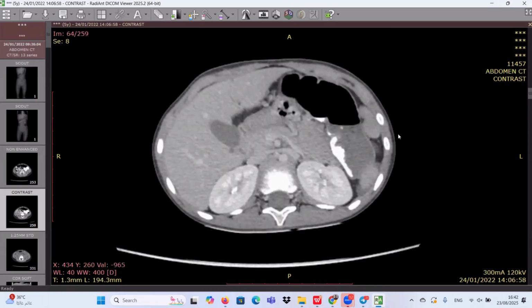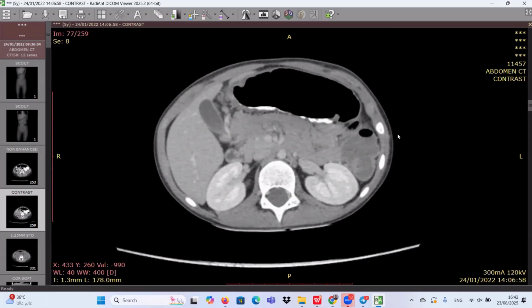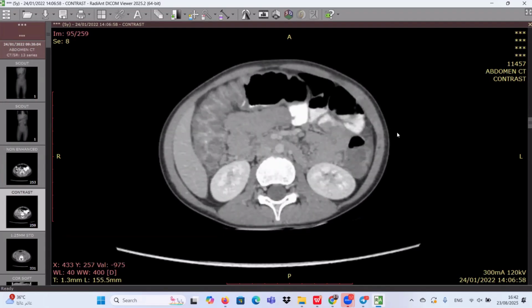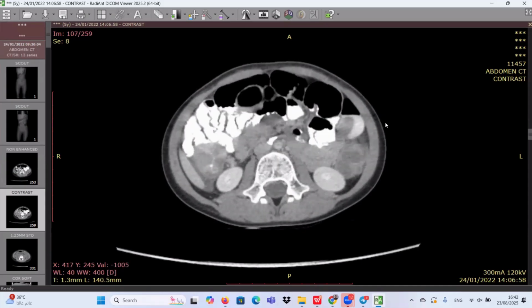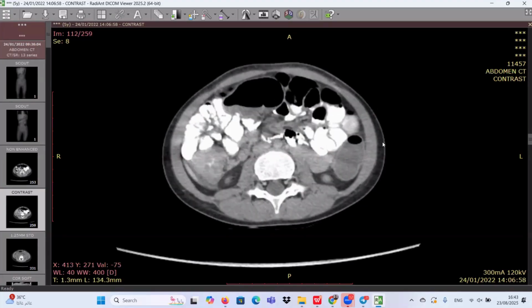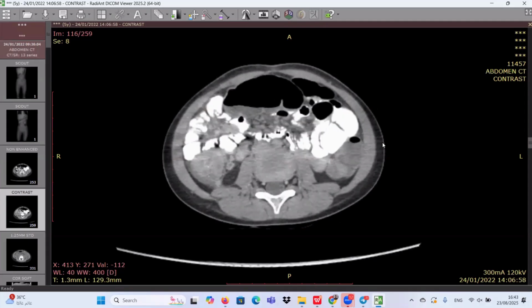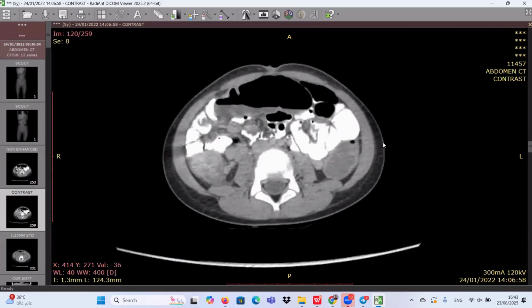I'm scrolling downwards. So the transverse colon is dilated, but it's not significantly thick-walled compared to the right-sided ascending colon with significant luminal narrowing. This is giving a typical accordion sign only on the right-sided colon. So there are two main differentials. I would ask for the history of any neutropenia. If there is neutropenia, it will be a neutropenic colitis. The other differential would be pseudomembranous colitis. These are the two main differentials. Yes, you are right.